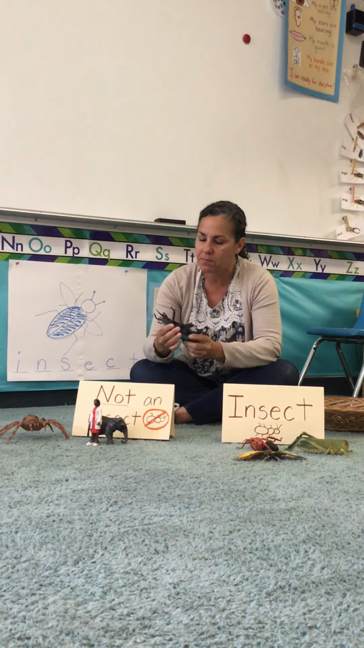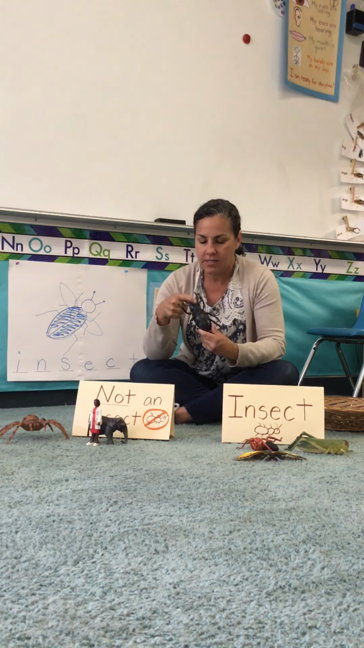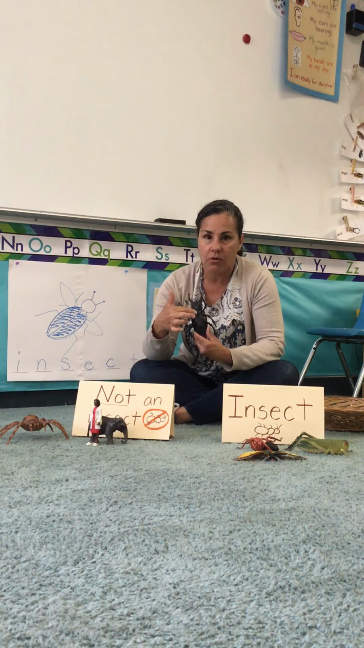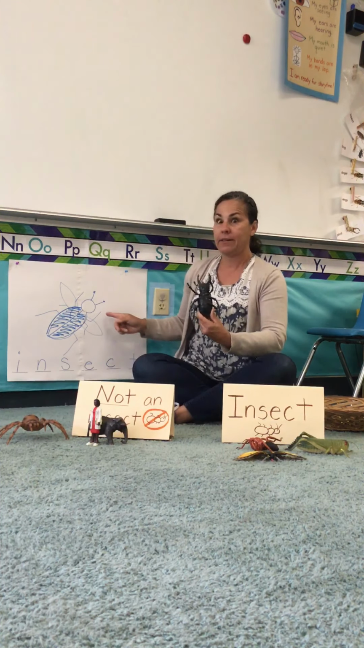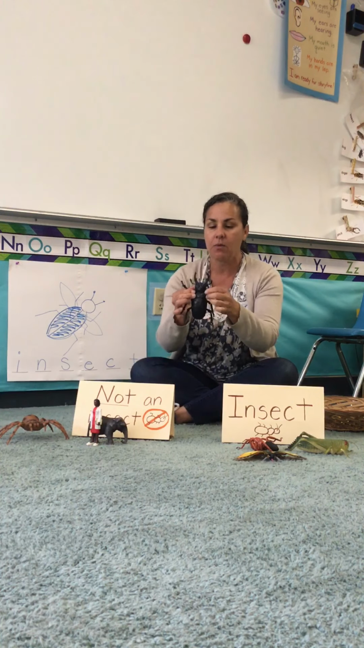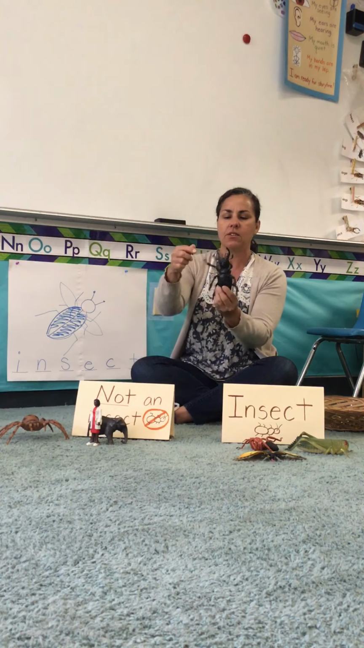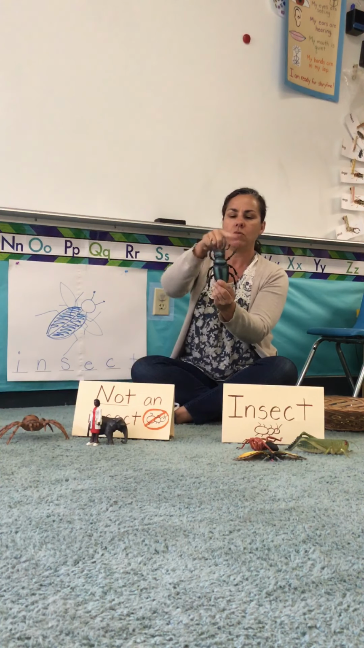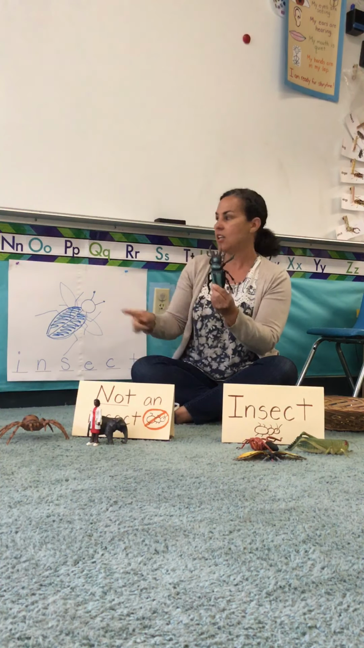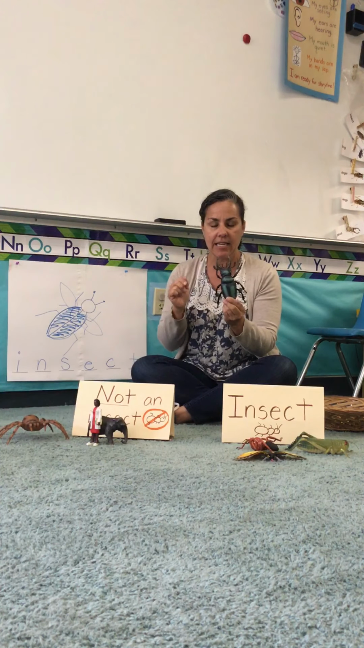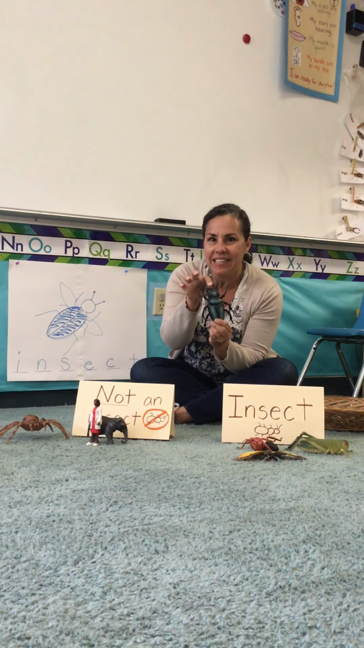All right, let's look at its body. Let's see, I see a head, a thorax, and an abdomen. Okay, now we're just going to count its legs, not its pinchers up here, but just its legs. Here we go. 1, 2, 3, 4, 5, 6. 3 body parts, 6 legs. It's got these antennae up here.